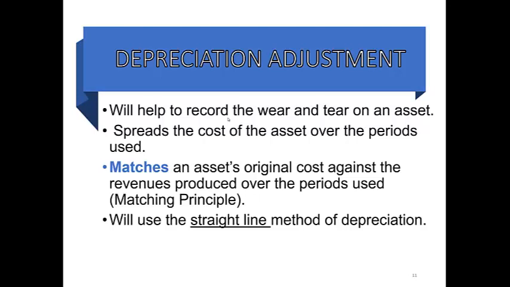The second thing that the depreciation adjustment does is it spreads the cost of the asset over the periods used. So remember, equipment may be used for 5 years. And so what depreciation does is it takes a little bit of the cost of the equipment and puts it in each of those 5 years. So it's matching the asset's original cost against the revenues produced over those 5 periods, and it follows the matching principle.